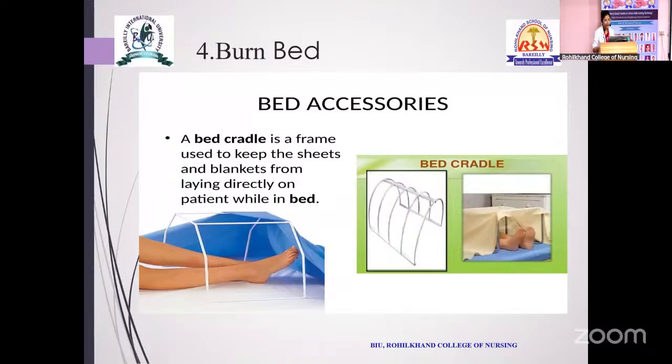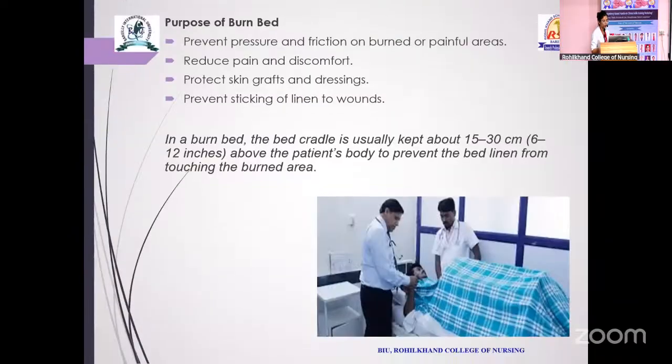Next is burn bed. In burn bed, we use bed accessories like bed cradle, which is a frame used to keep the sheet and blanket from lying directly on the patient while in the bed. So in burn bed, the bed cradle is usually kept about 15 to 30 centimeters, or in inches 6 to 12 inches, above the patient's body to prevent the bed linen from touching the burn area directly.